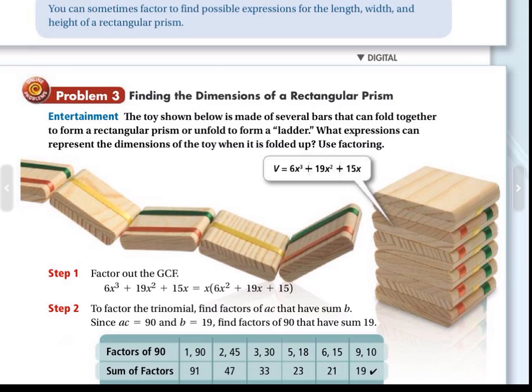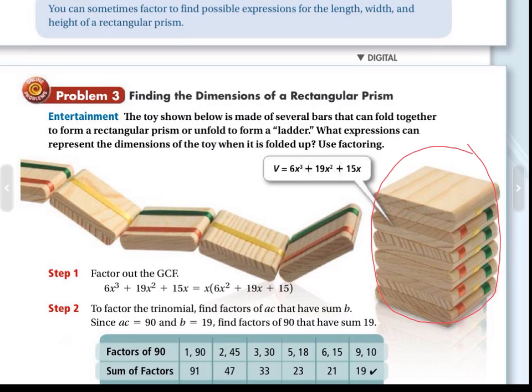We can sometimes factor to find possible expressions for length, width, and height. So when we were doing the quadratics, knowing that they only had two factors, we were doing a lot of problems involving the area of rectangles and squares. When we talk about a cubic, that's three factors, so we can expand that to 3 dimensions and start talking about volume, with volume being the length times the width times the height. So we're able to use factoring to figure out expressions for the length, width, and height of the volume of this rectangular prism that we would have when this wooden toy is all folded up together.